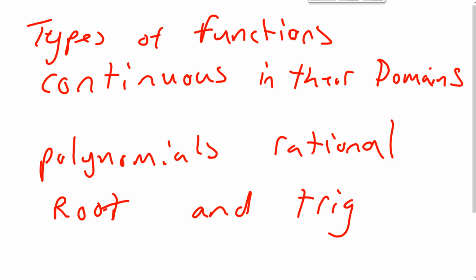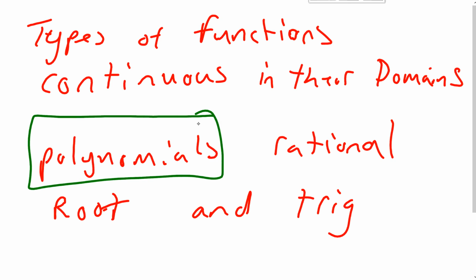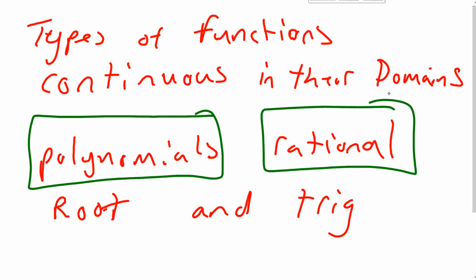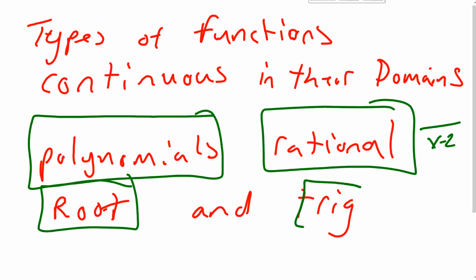Okay, so here are some types of functions that are continuous in their domain. Polynomials are always continuous on their domain. Rational functions are continuous on their domain. So the ones we looked at, divided by x minus 2: as long as we don't use 2, then we're good. Then it's continuous everywhere but at 2. Square roots are too, since we can't take the square root of a negative. All trig functions are continuous on their domain as well.